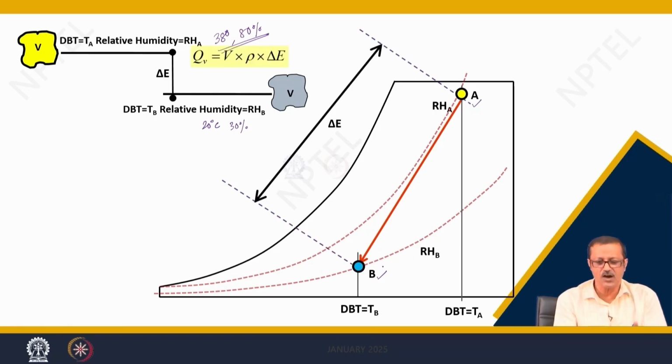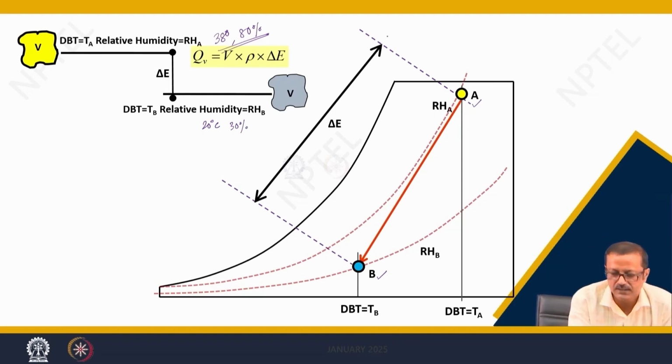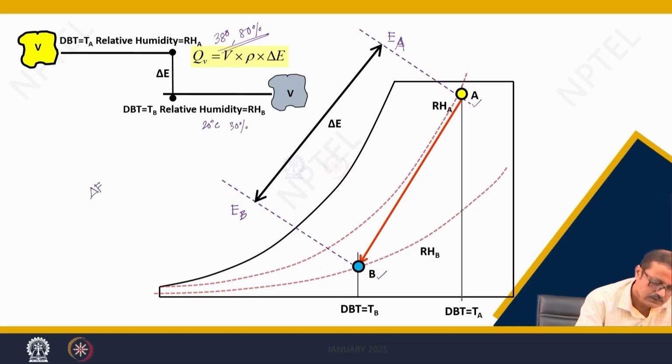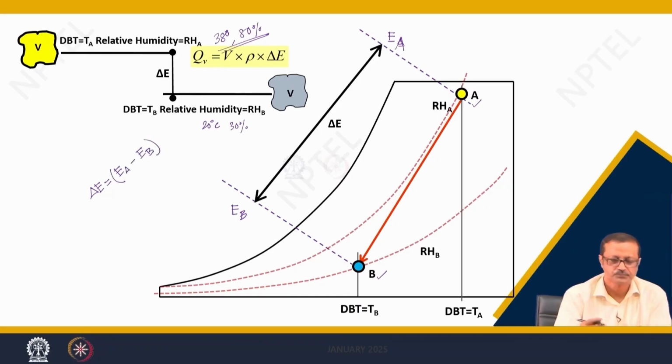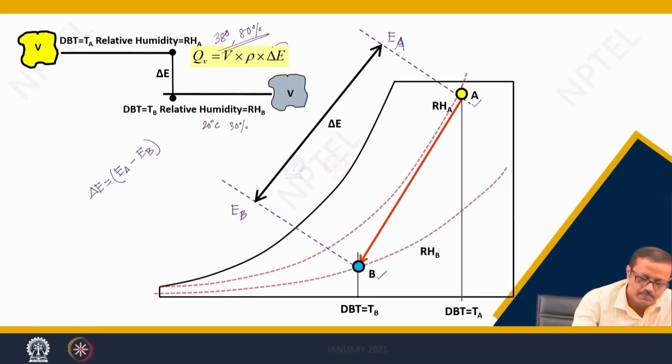So, how much is the delta E? It has some enthalpy value for A, suppose I say this is E A, and this is my E B. So, this delta E is my E A minus E B, which I can find out. I know that this is the change, and this is in kilojoule per kg.